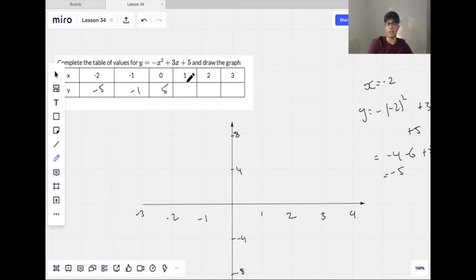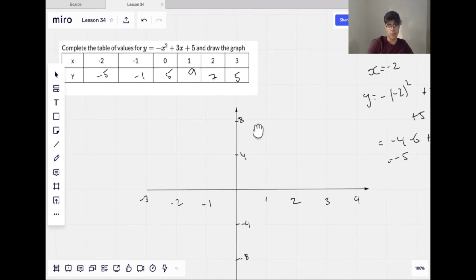1 is again a bit easier, so we can do the mental math again. 1 squared is 1, so minus 1 plus 3 is 2, 2 plus 5 is 7. 2, okay, we can try that. Minus 2 squared: 2 squared is 4, 4 times minus 1 is minus 4, plus 2 times 3, which is 6, so that becomes 2, plus 5, 7. And then 3, so minus 3 squared is minus 9. Minus 9 plus 9 is 0, and then plus 5, which is just 5.